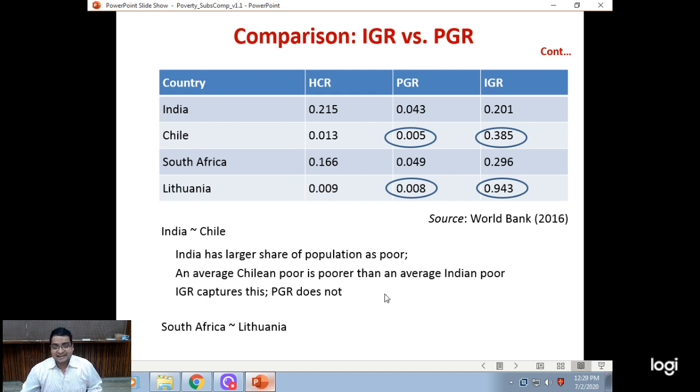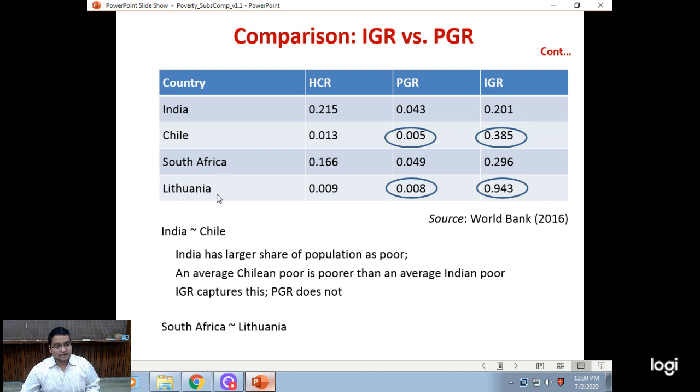So in that sense, as you can see, if you go for IGR reporting, then in Chile's case the poverty level in terms of IGR is more than in the case of India, which means we can say an average Chilean poor is poorer than an average Indian poor. But that won't get reflected if you talk of PGR, where the poverty level of the poor is diluted by the presence of non-poor. So the poverty of the poor actually hides behind the larger proportion of non-poor.